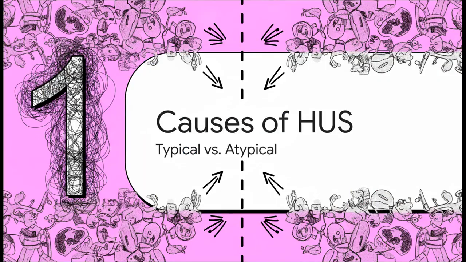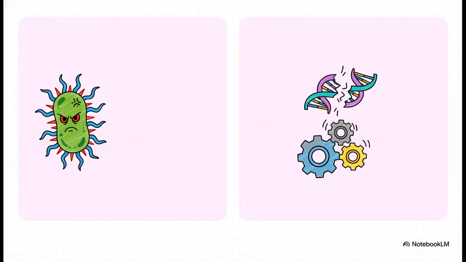All right, kicking things off with Section 1, the root causes of HUS, specifically looking at typical versus atypical. Clinically speaking, HUS splits into two totally distinct camps. Think of it like this. We have typical HUS, which is usually triggered by an outside invader, like a bacterial infection. Then we have atypical HUS, which is more of an inside job driven by an internal regulatory failure. You might have actually heard typical HUS called diarrhea-associated HUS in the past, while atypical HUS is basically a complement-mediated disease.